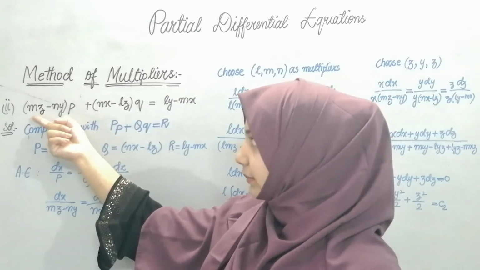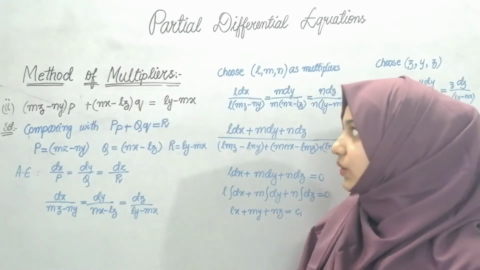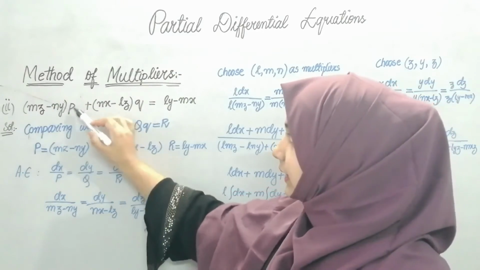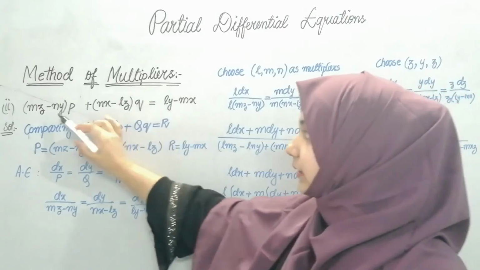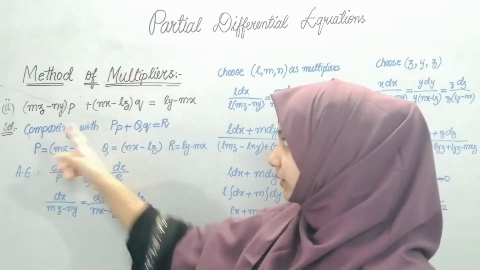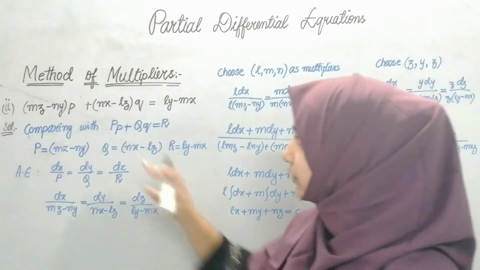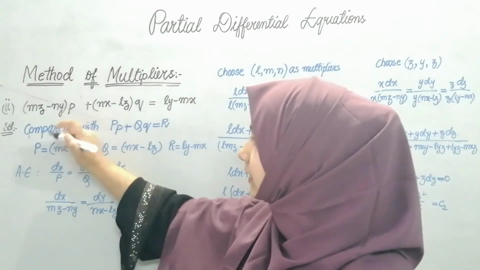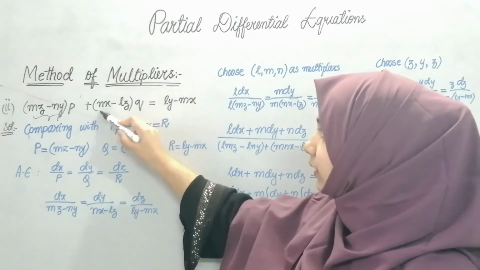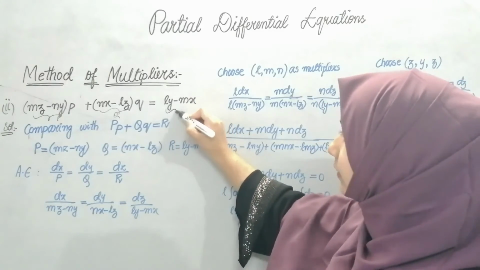Suppose this is my question: (mz minus ny) into p plus (nx minus lz) into q is equal to ly minus mx. Okay, done. Now if you see here, I've got p and q terms, and p's coefficient is mz minus ny. If I compare this entire equation with Lagrange's form, capital P small p plus capital Q small q is equal to R, then small p's coefficient here is this entire thing. I can consider this to be my capital P, right? And small q's coefficient is this thing. I can consider this to be capital Q, and this entire thing on the right to be R.